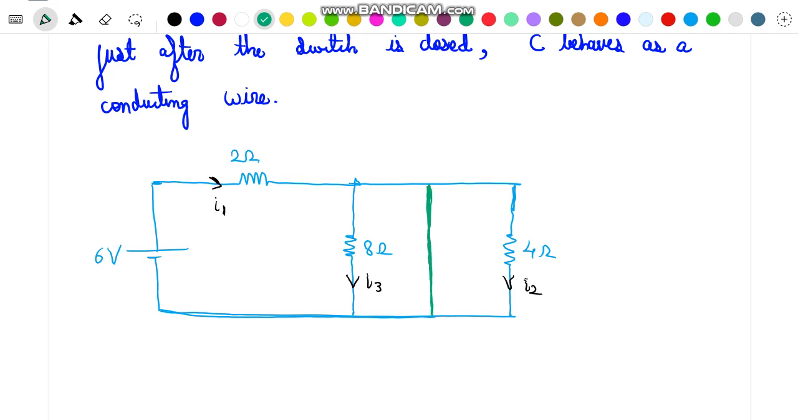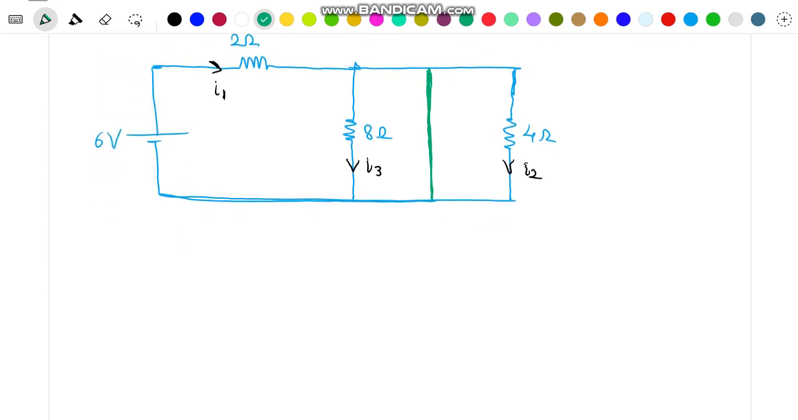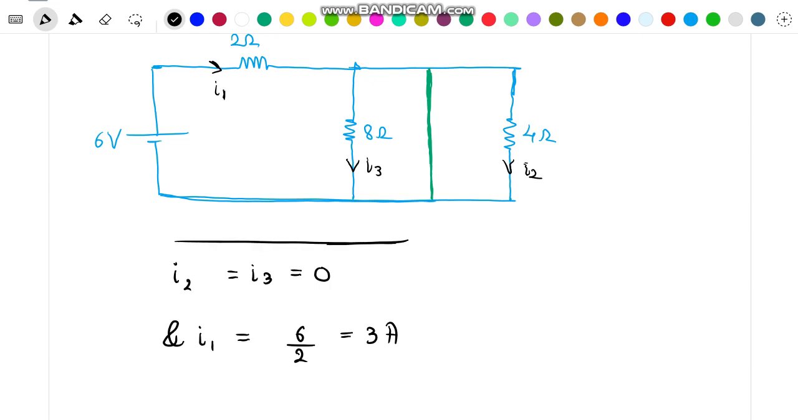So it is clear that the value of I2 as well as I3 will be 0, since both these resistors are now short circuited, and the value of I1 will be equal to 6 divided by 2, that is 3 ampere. So this is the condition just after connecting the capacitor to the circuit, and this matches with option B.